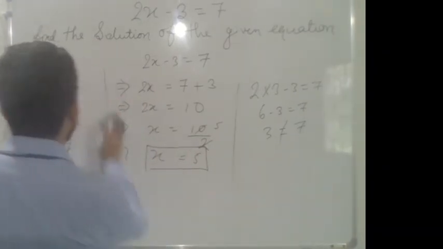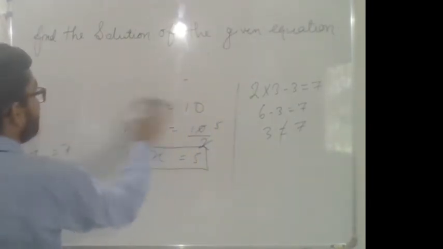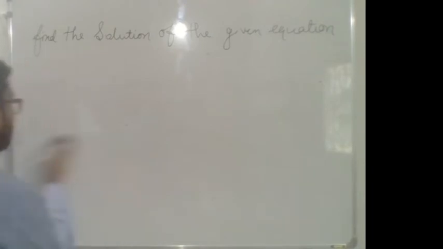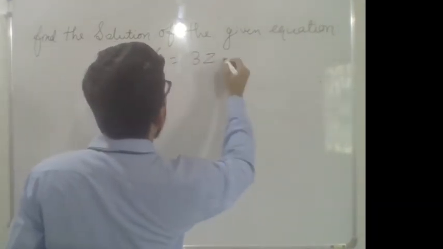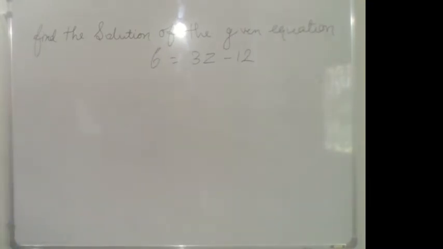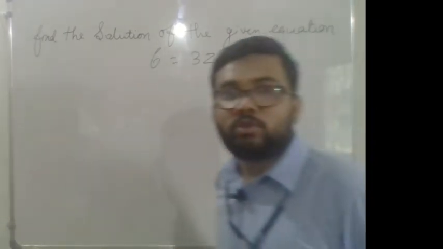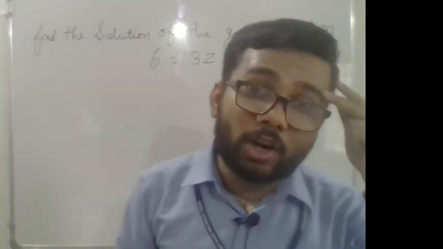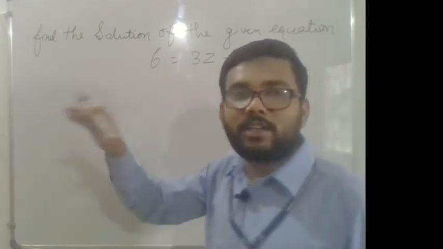Suppose you need to find the solution of another example, like 6 is equal to 3z minus 12. To find the solution of an equation, you need to find the value of the variable. So how will you find it? You transpose the constant terms to one side and the variable to the other side.